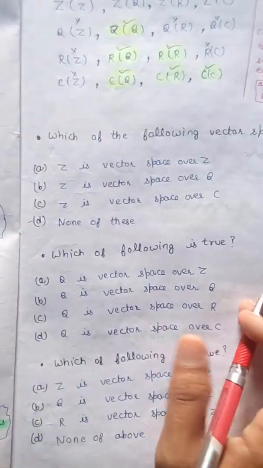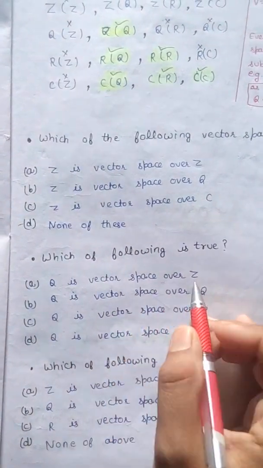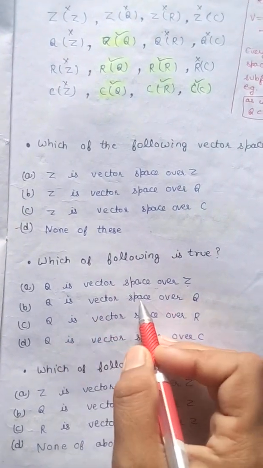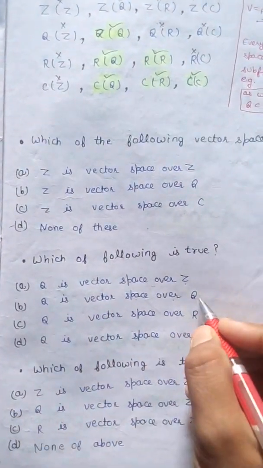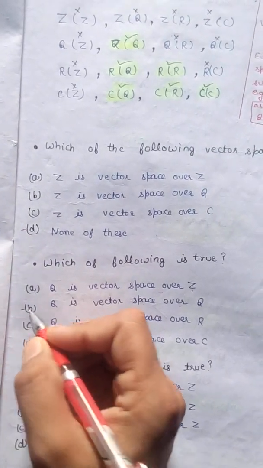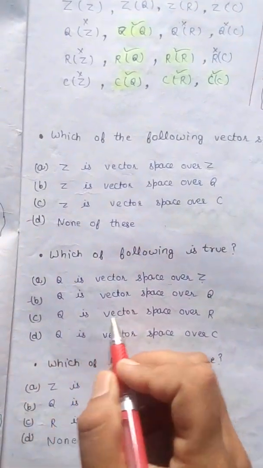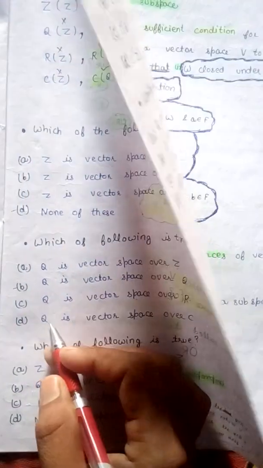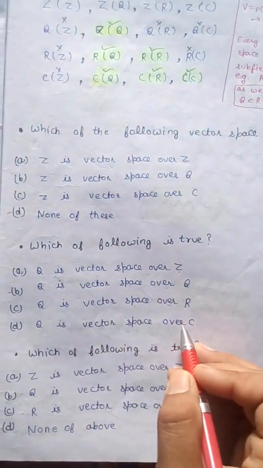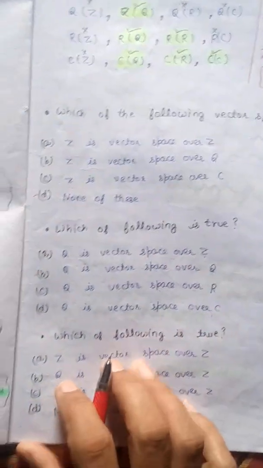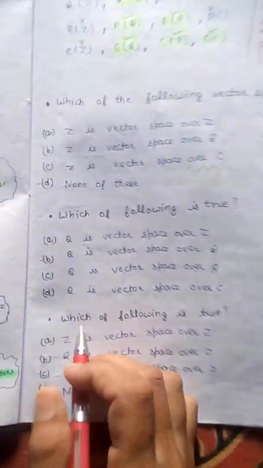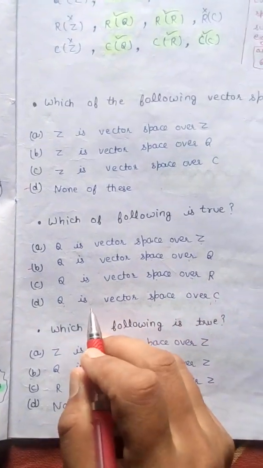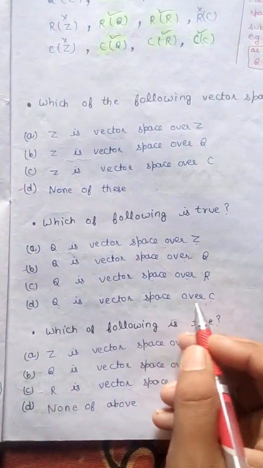Which of the following is true? Q is a vector space over Z? In Z the inverse property does not hold, so it cannot be a vector space. Q is a vector space over Q, it is true. Q over R is not a vector space because R is larger, so it cannot be a vector space. Q over C is also not a vector space because C is also larger, and the subfield Q cannot contain the field C.